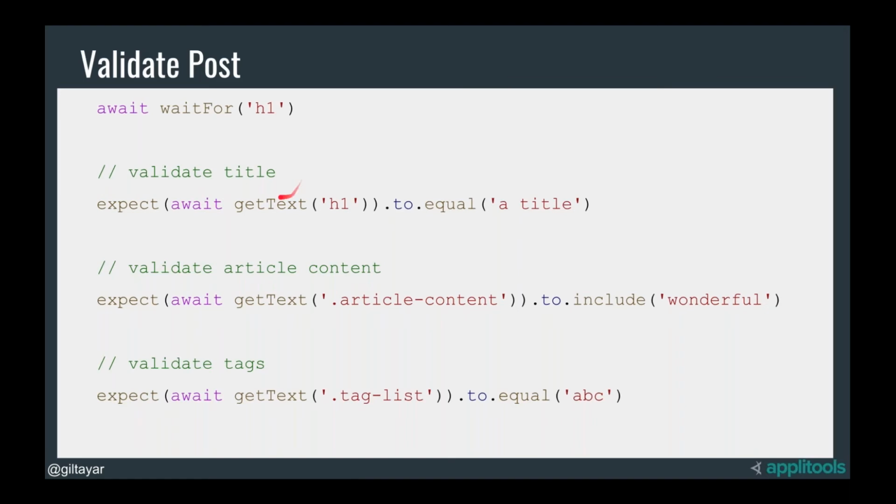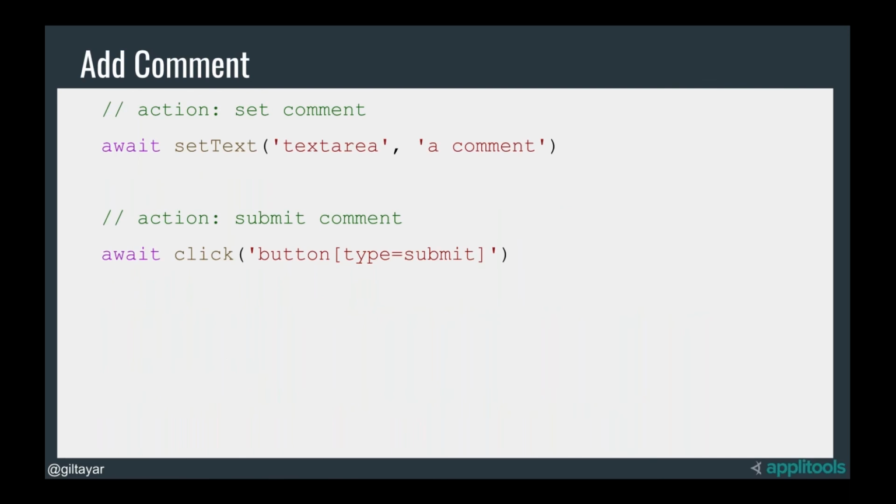So this is the validation. We expect the title to be a title. We expect the article content to be wonderful. And we expect the tag list to be A, B, and C. That's the validation. Now we add a comment, as we saw, just set text and click.